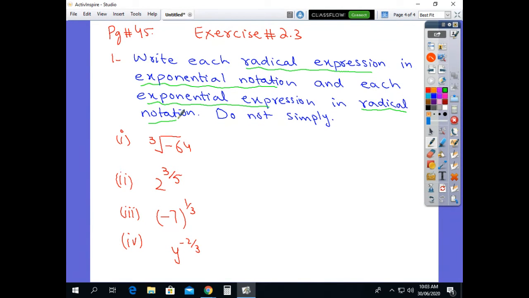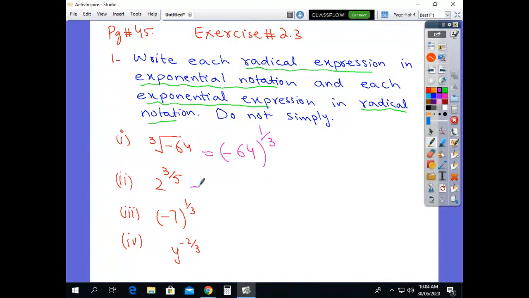The first number is written in a radical expression form. We convert it into an exponential notation or exponential expression. How do we convert it? We write negative 64 with bracket, and it's a cube root. Cube root means we write here 1 by 3. This radical expression is converted into exponential expression, which is negative 64 raised to power 1 by 3.